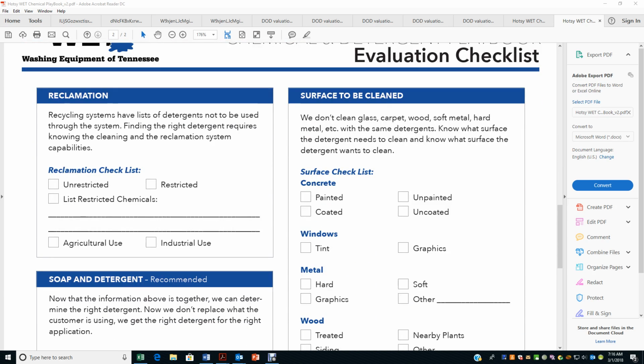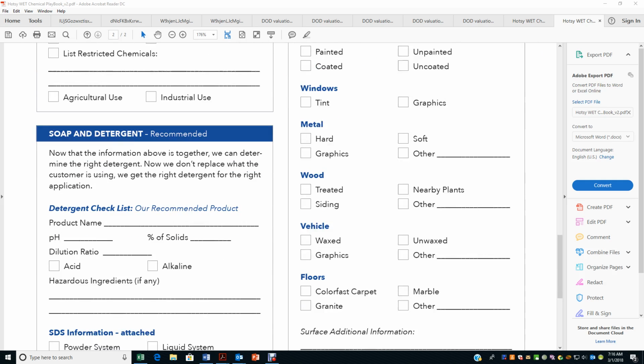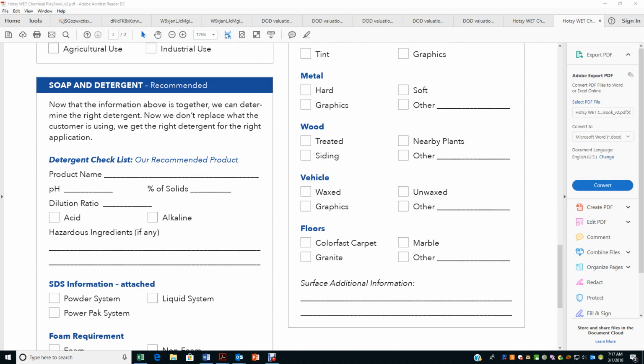Reclamation. Recycling systems have a list of detergents not to be used through the system. Finding the right detergent requires knowing the cleaning and the reclamation system's capabilities. So this is a few questions about whether it is unrestricted where we're using this or restricted when it goes down the drain, the list of restricted chemicals that are involved here that we have to know about, and then whether it is agricultural use or industrial use.